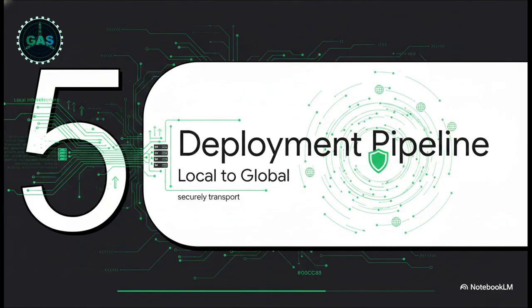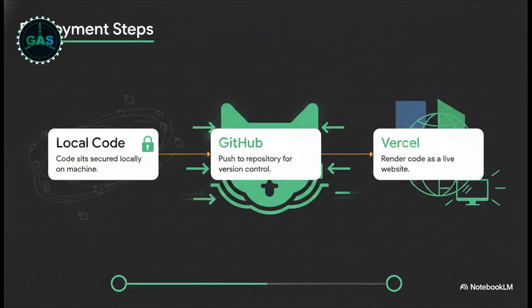We've built our app, we've secured our data, and now we must securely transport our localized corporate infrastructure out onto the live web. This deployment flows through an exact 3-step operational pipeline. Step 1, your localized code sits secured on your machine. Step 2, that code is pushed to a GitHub repository, which is simply a highly structured, version-controlled storage center for your application's source code. Step 3, a hosting platform like Vercel connects directly to that repository to render the code as a live, publicly accessible website. By utilizing this exact pipeline, you completely remove the need for manual server management, a complex process that historically would have required a dedicated IT professional on staff.